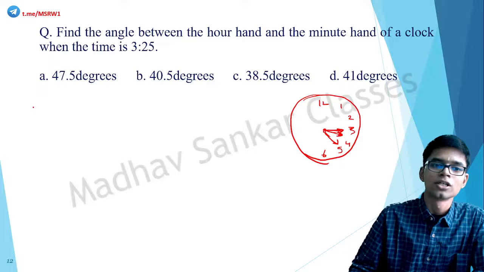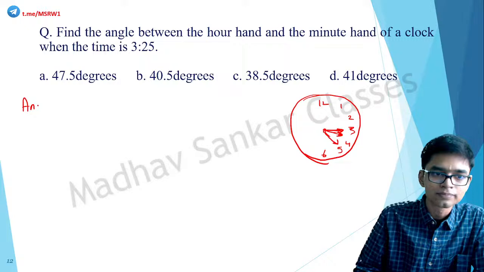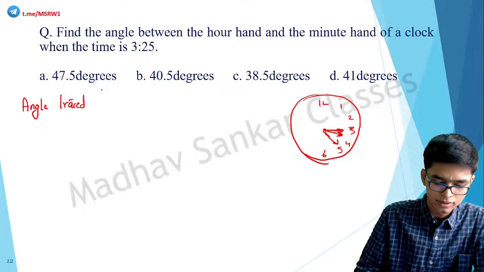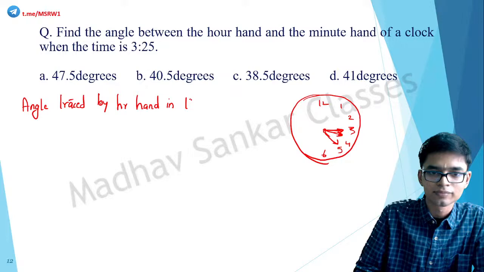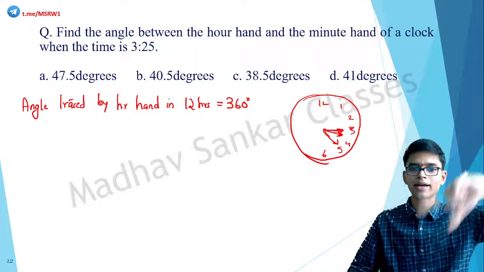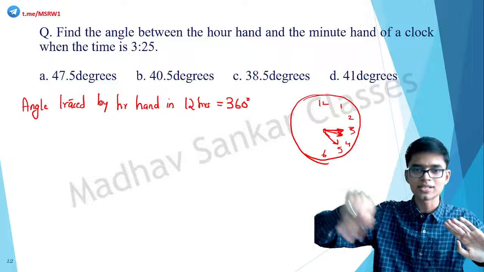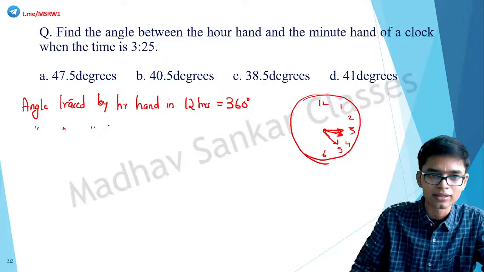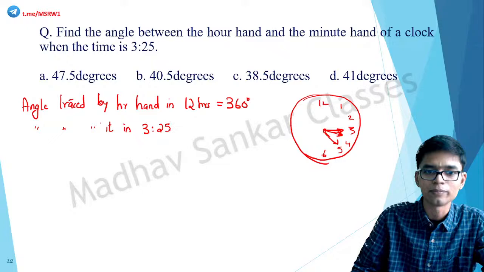All right. So how to find the answer? Let's start. Angle traced by our hand in 12 hours is equal to 360 degrees. Correct? Angle traced by the hour hand in 12 hours is 360 degrees. The one full circle. Correct. After that, it starts again. Now, angle traced by it in 3 hours 25 minutes is how much?